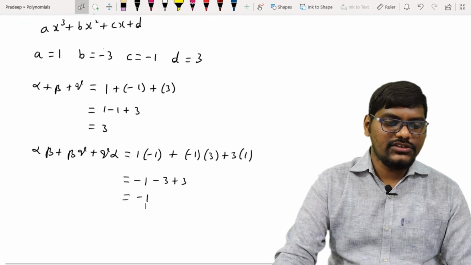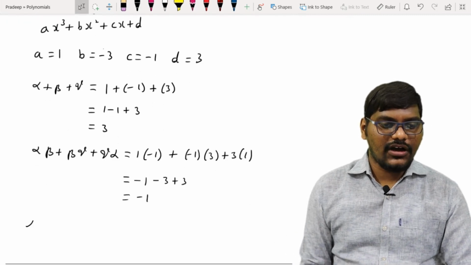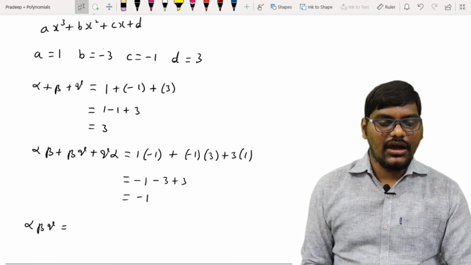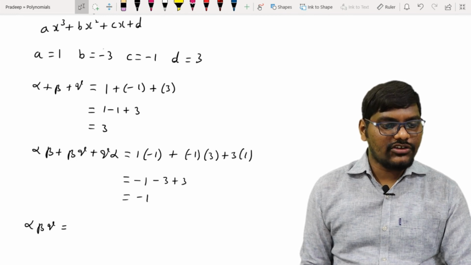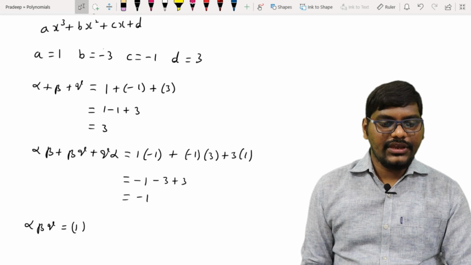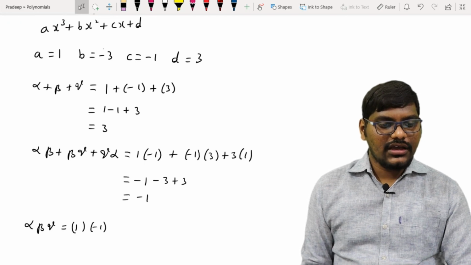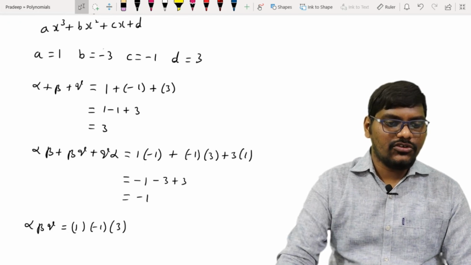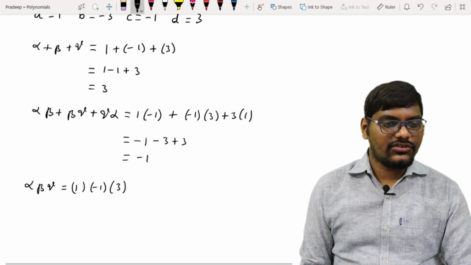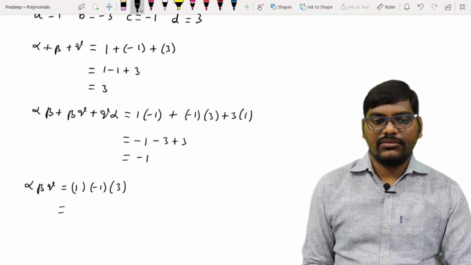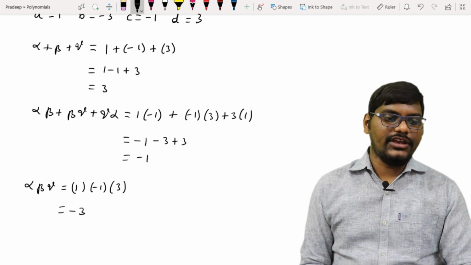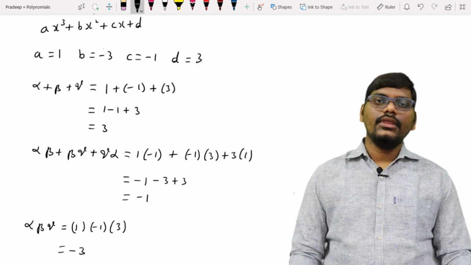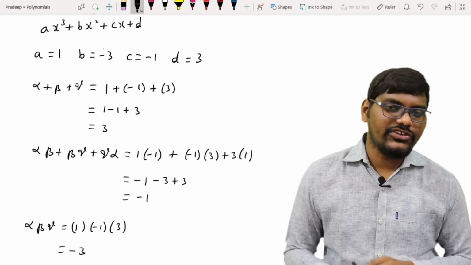So we'll do the next one also, that is alpha beta gamma. So alpha is how much? It is 1, beta is minus 1, gamma is 3. So for this we are getting 1 into minus 1 is minus 1, minus 1 into 3 is minus 3. Okay, so let's even compare with the coefficients also.